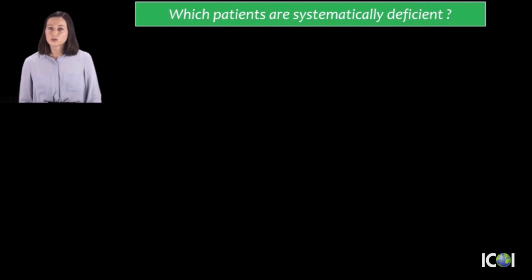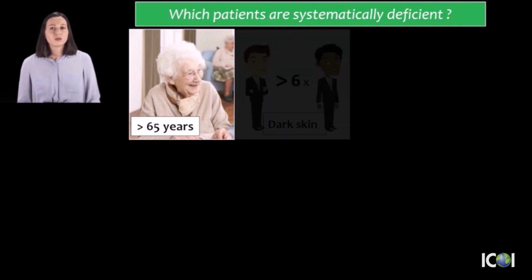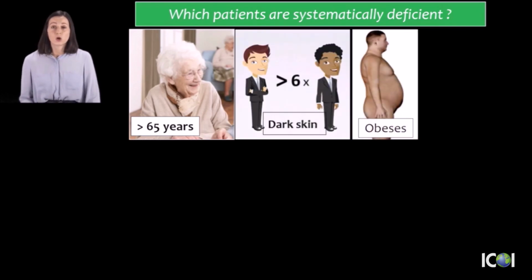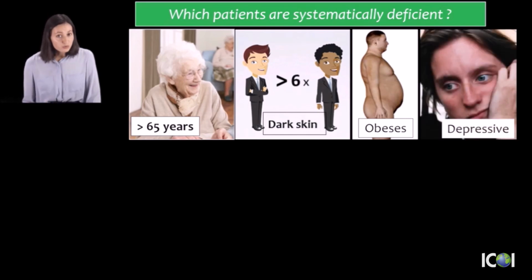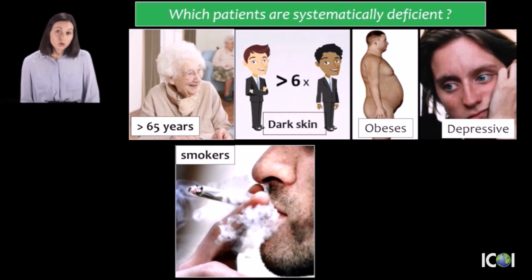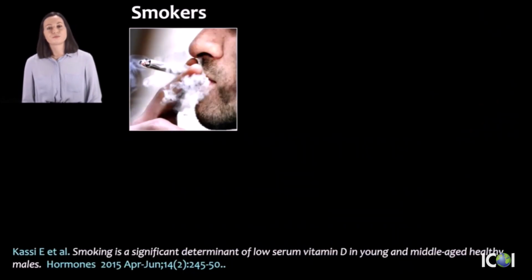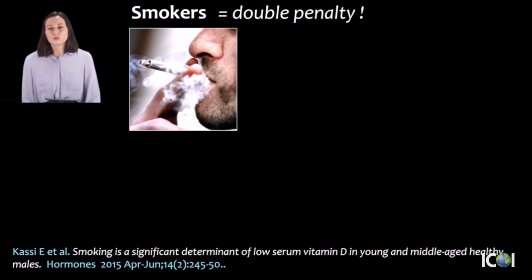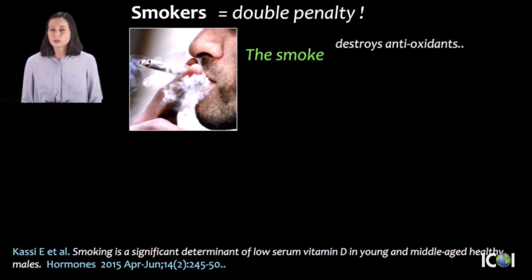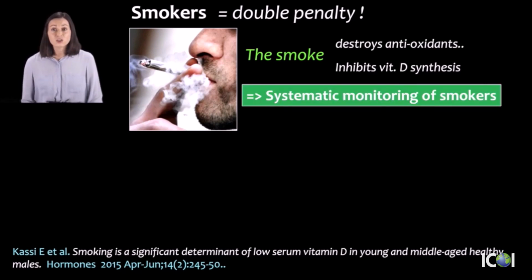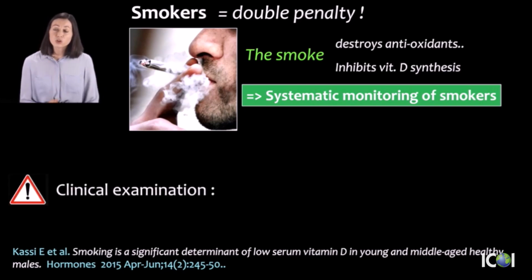We do have some types of patients that are systematically deficient: the elderly, patients with darker skin, obese patients, patients with depression, but also smokers and diabetics. Let's talk about smokers. Remember, I told you that smoke destroys the antioxidants, but smoke also inhibits the synthesis of vitamin D. These patients have a double penalty. And we have to systematically test them and monitor them before surgery. And take care, my friends.